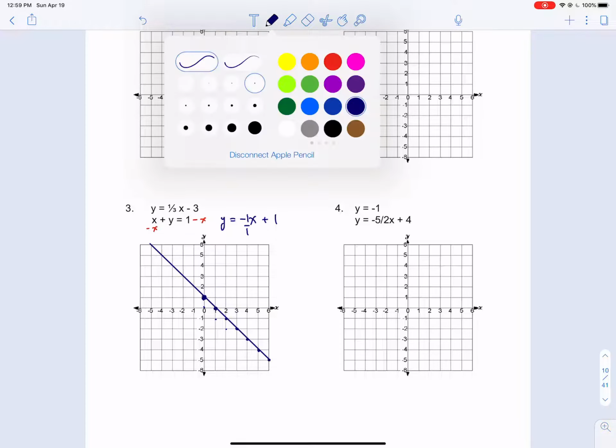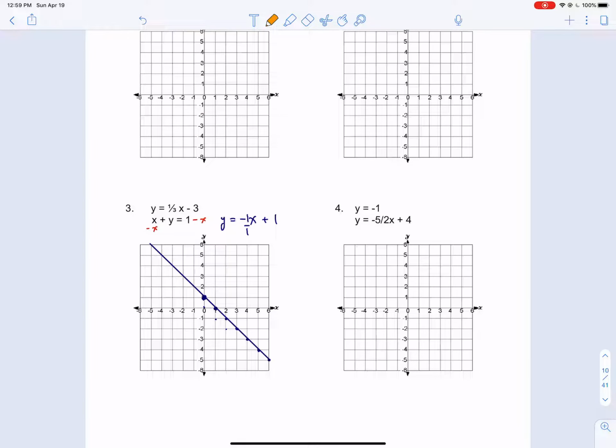Okay, and then the other equation, do an orange. Start with our y-intercept of negative 3. And then I'm going to use that slope, 1 over 3. Okay, so it's positive, so we're going to go up 1 over 3. Up 1 over 3. And then we're going to draw a line through those points.